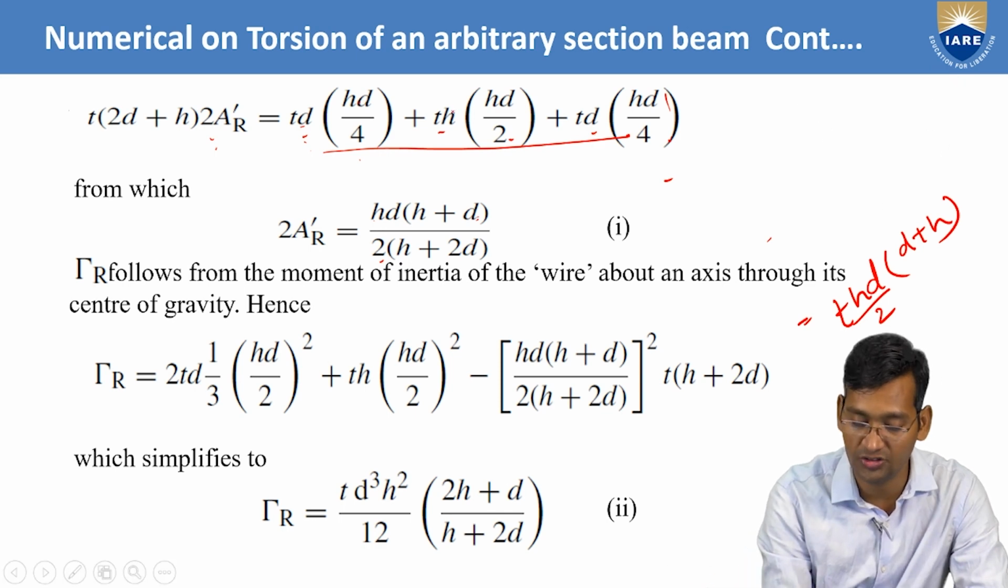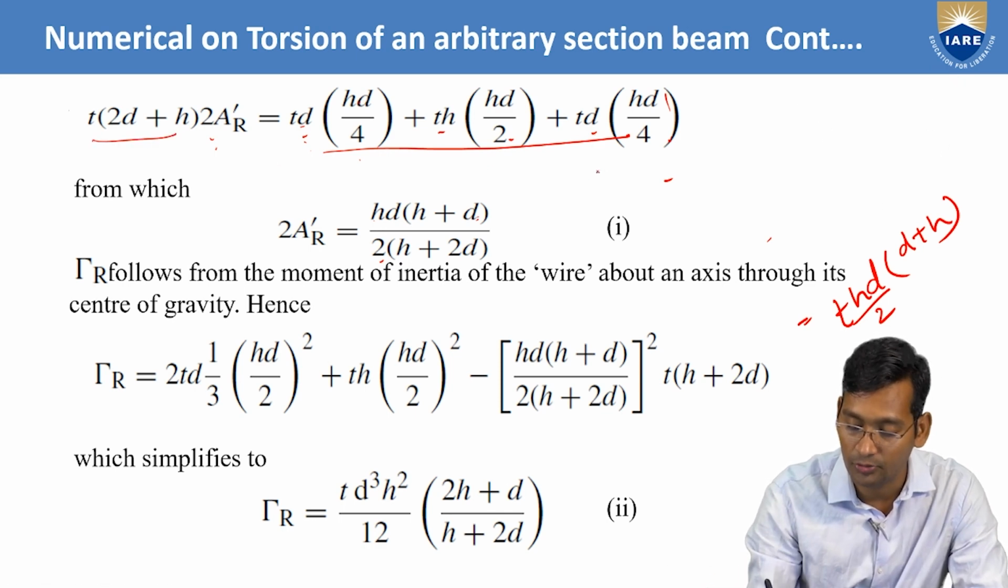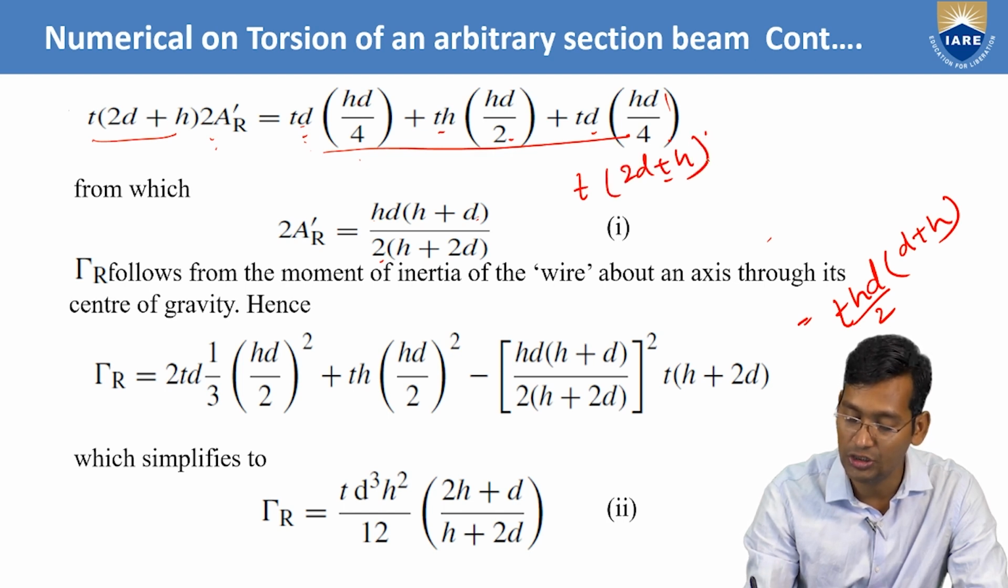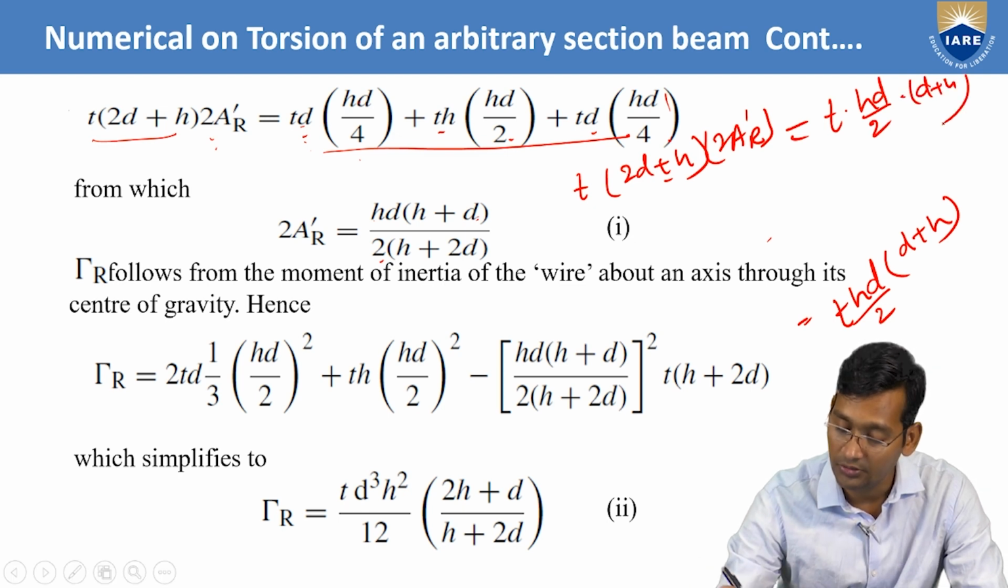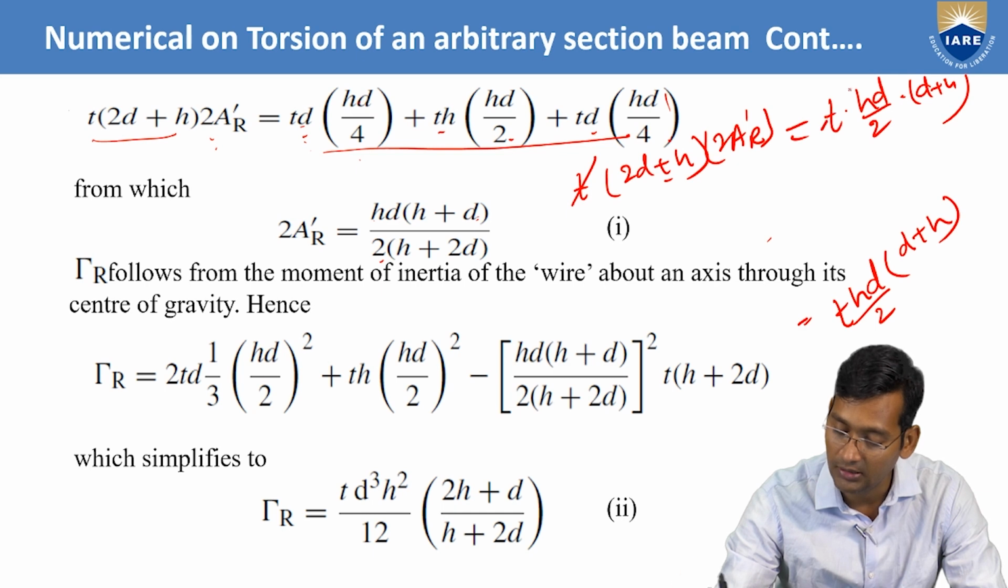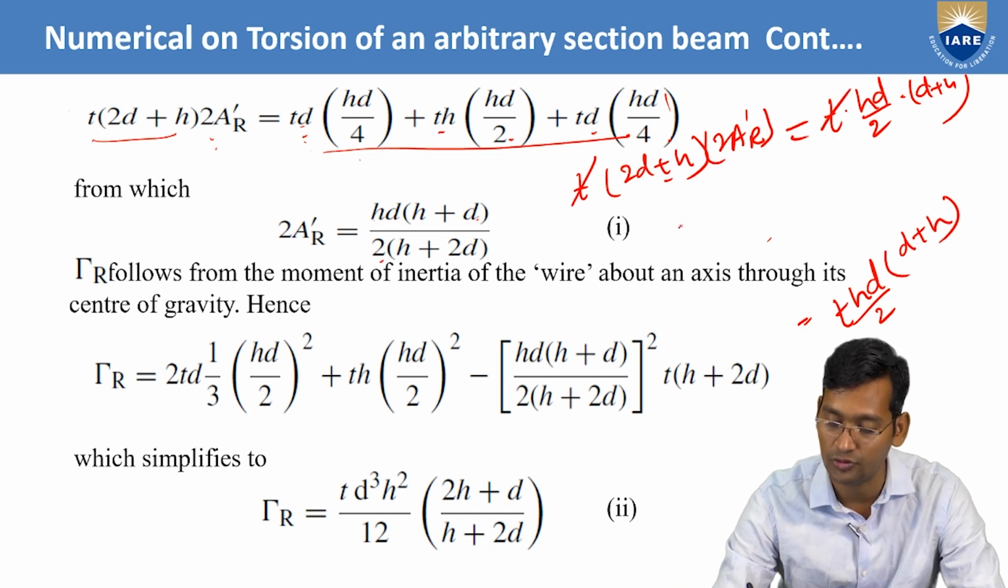So instead of all these things, we can write this. This is T into 2D plus H into 2A dash R, equals what? T into HD by 2 into D plus H. This T cancels, but we are finding 2A'R.